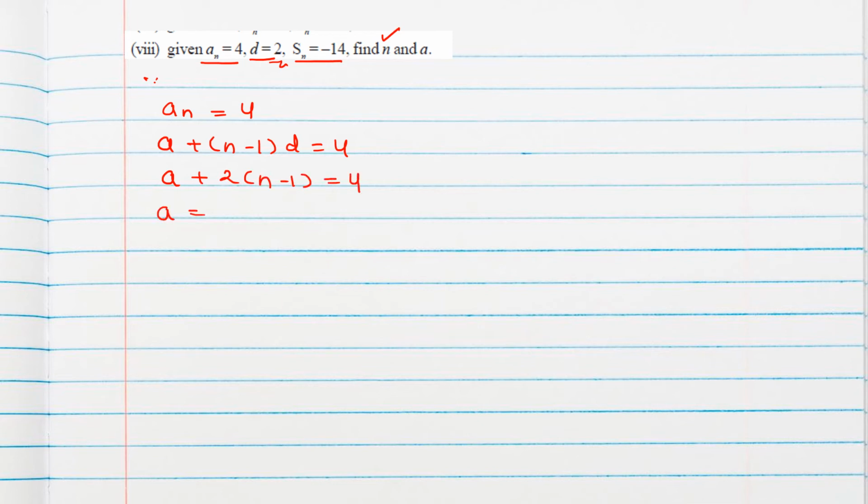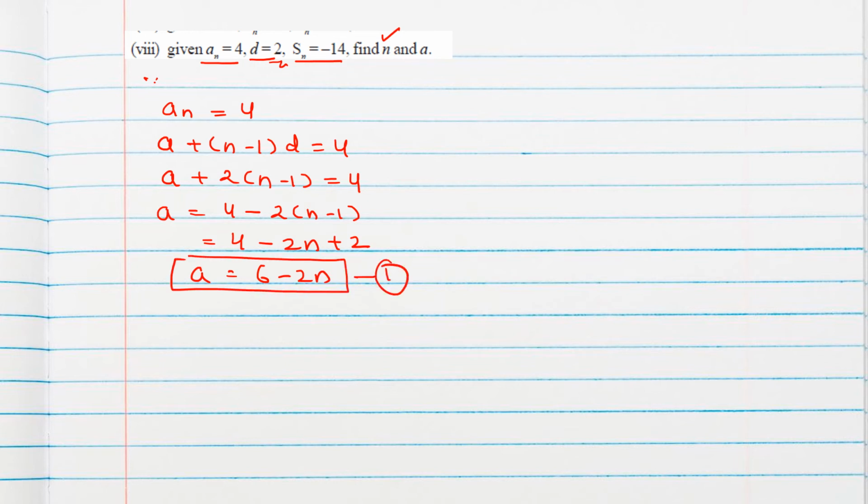So a will be 4 minus 2 times (n minus 1). Or you can further simplify this: 4 minus 2n plus 2, that is 6 minus 2n. This is the a value. a is 6 minus 2n. Now the next thing is Sn is minus 14.